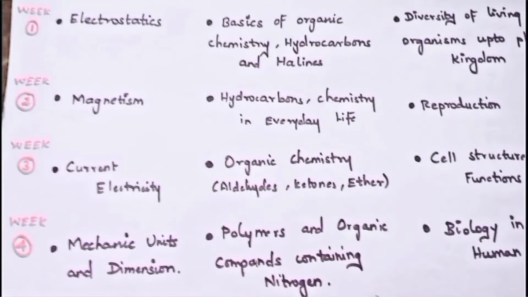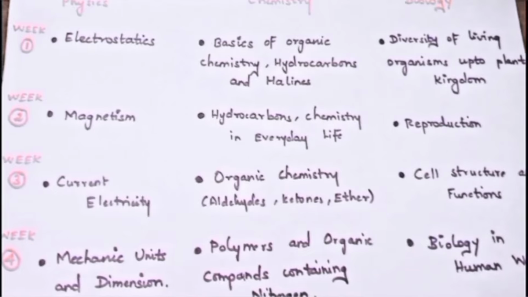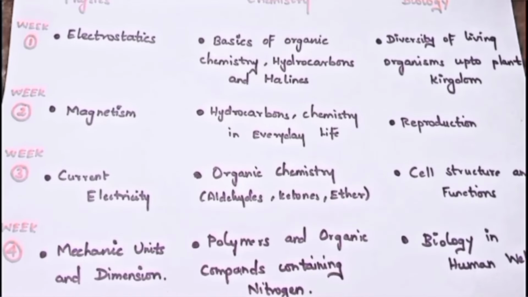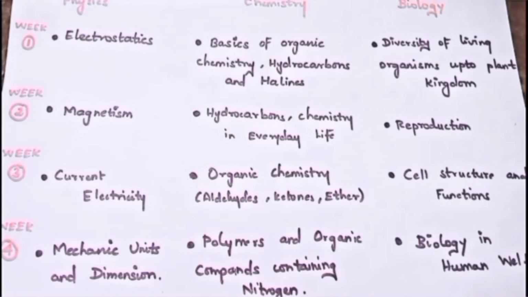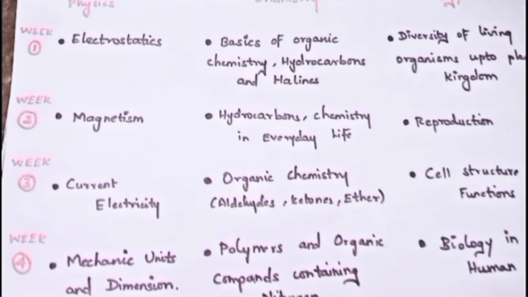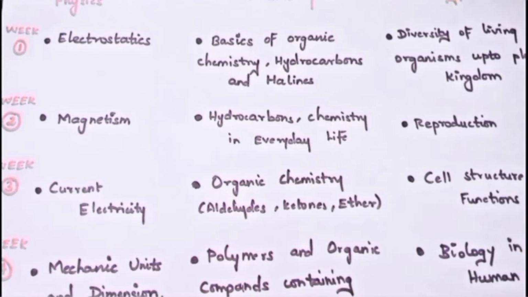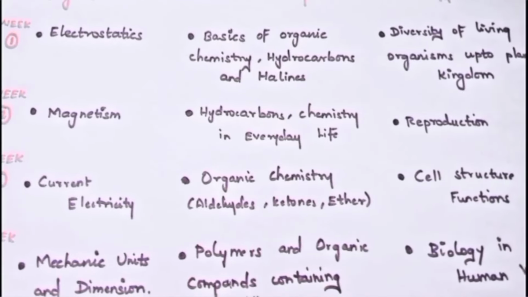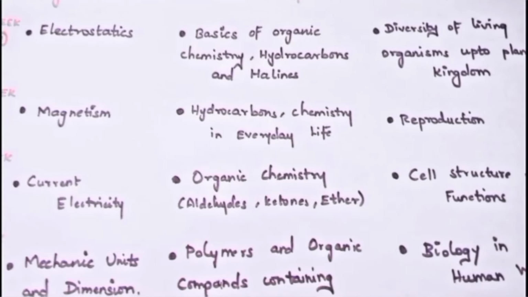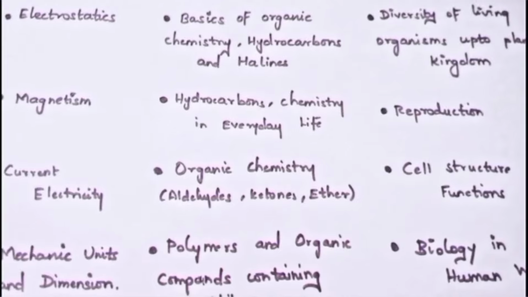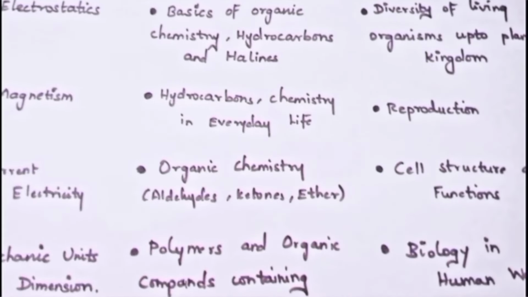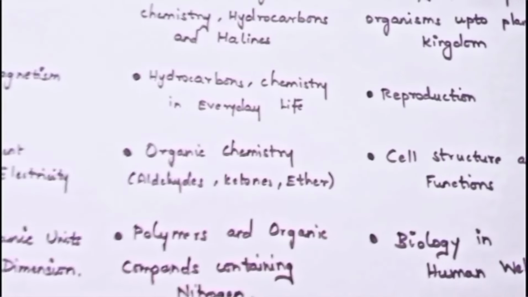First week, in physics, electrostatics; in chemistry, basics of organic chemistry, hydrocarbons and halides; in biology, diversity of living organisms up to plant kingdom. We can't cover the whole plant kingdom and animal kingdom in a week, so we have to split it into 2. We can study the animal kingdom in the upcoming weeks.